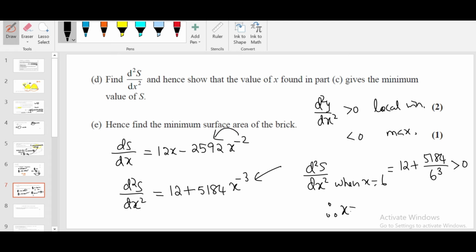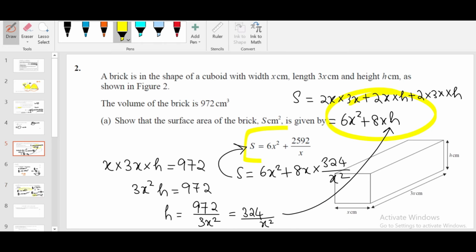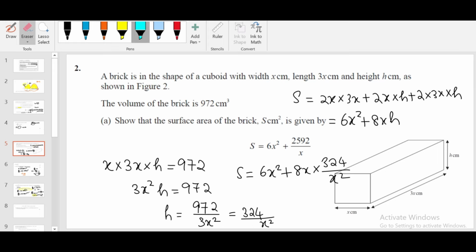Therefore x is equal to 6 gives the minimum value of s. Just write x is equal to 6 gives the minimum value of s. And in order to find the minimum value, you need to sub the value back into the surface area formula given here. You need to replace x by 6 to find the minimum value.